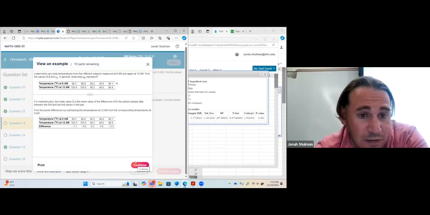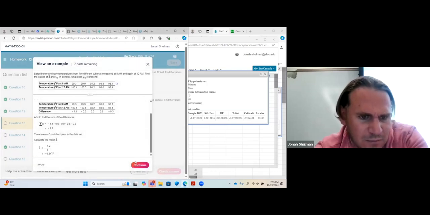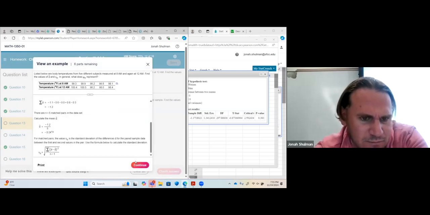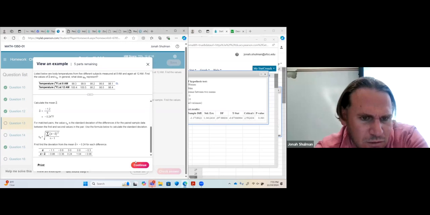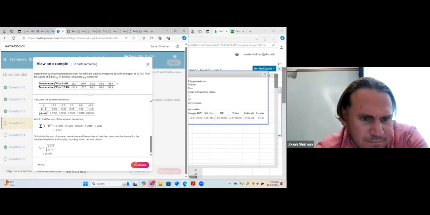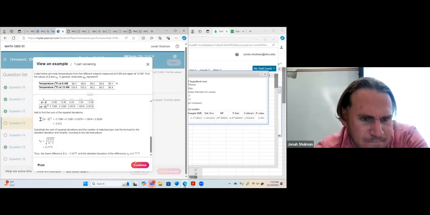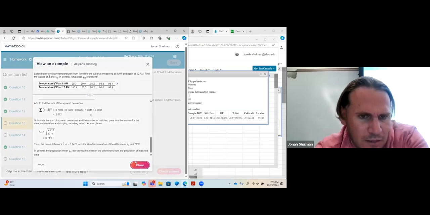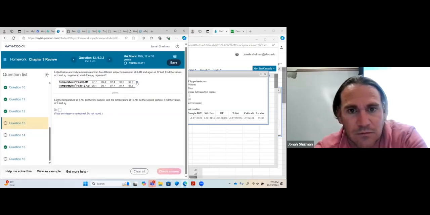Continue. So we have to subtract them. Then we have to add those together. We have 5 here. We have to subtract them all and find the average. Then I have to find the standard deviation of it. Okay, that's weird. Of the differences. That's the mean of the differences. Oh my God. All right, I guess I can do that.